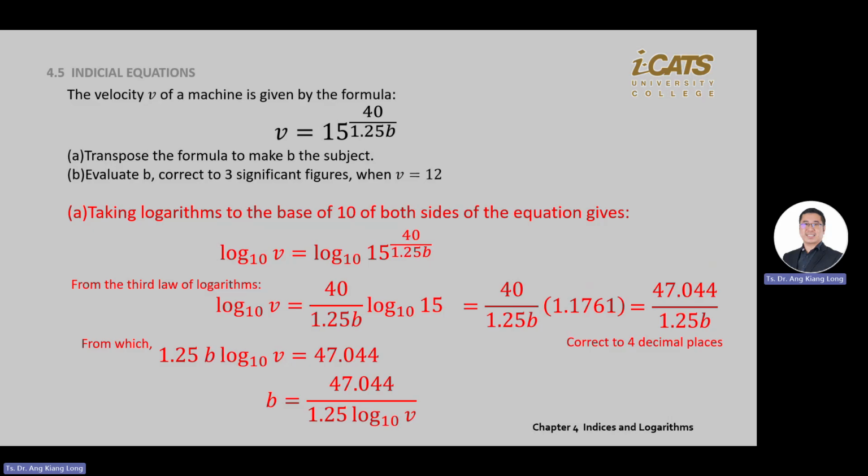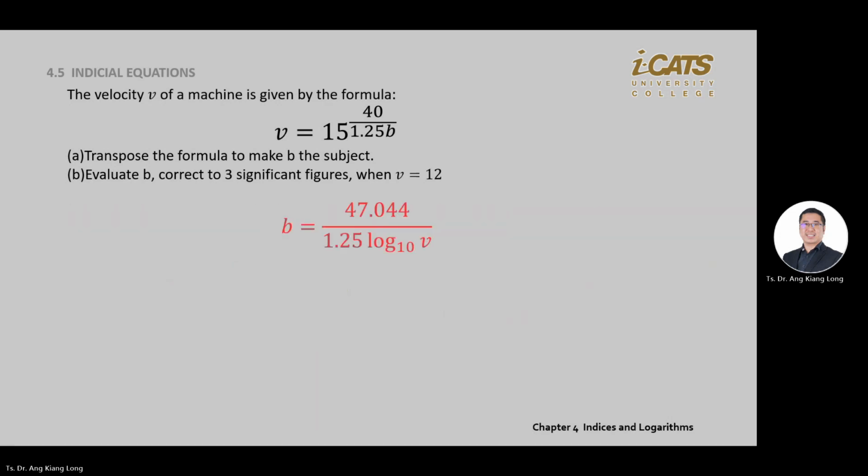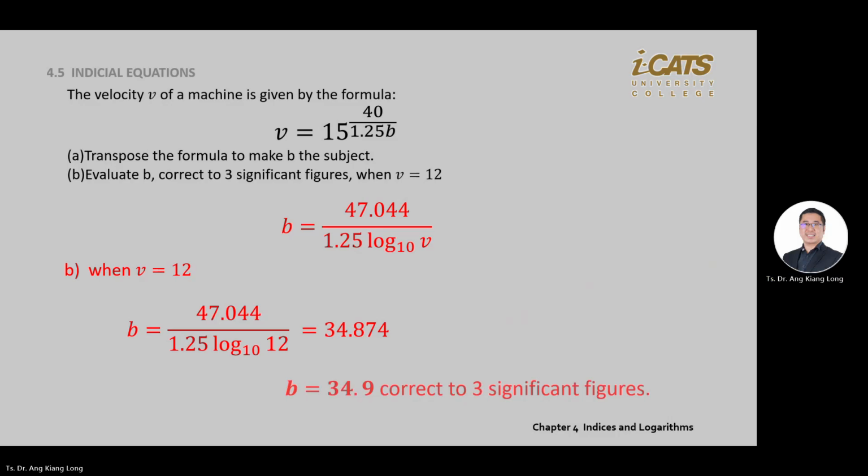And here, if you plot V versus log V, it is a linear graph. Okay, the rest is substitution. When you have a V value, substitute, press the calculator, get the answer. The B will be 13.9. Okay, press the calculator.